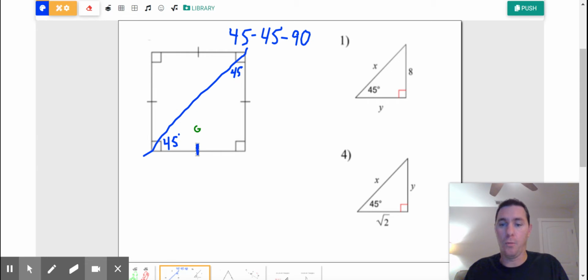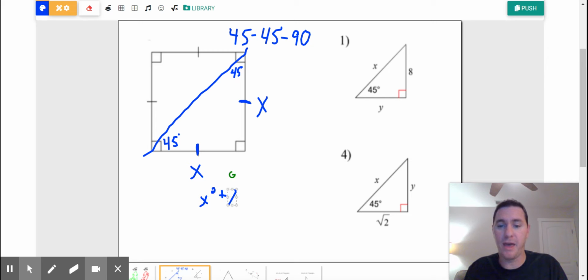Okay. Now we know from a square that the legs are the same. And so that holds true for a 45, 45, 90 triangle. The legs must be congruent. So that means if the bottom is x, then the right side is x.